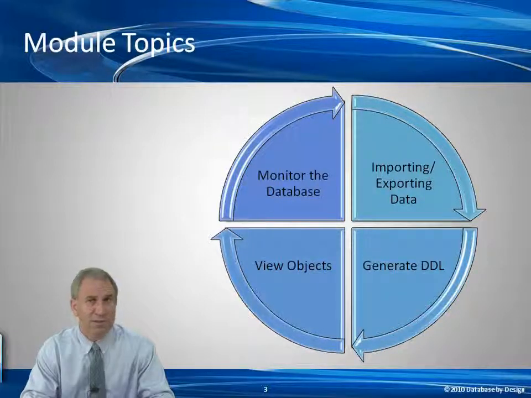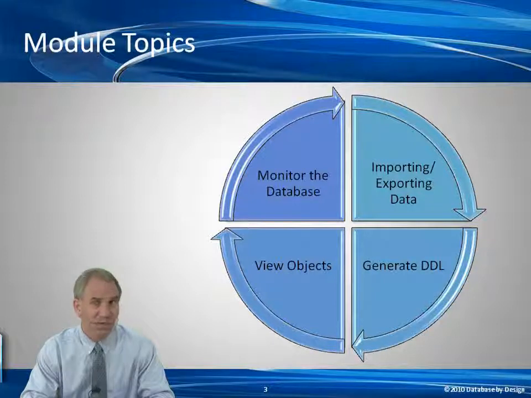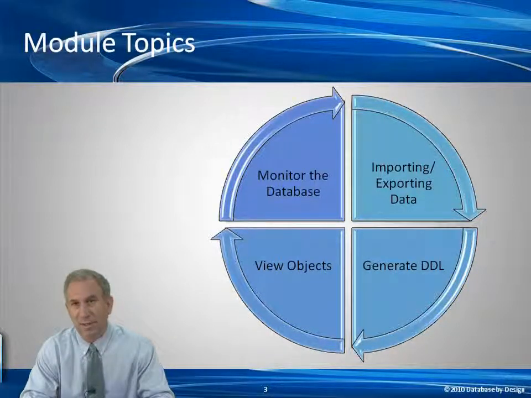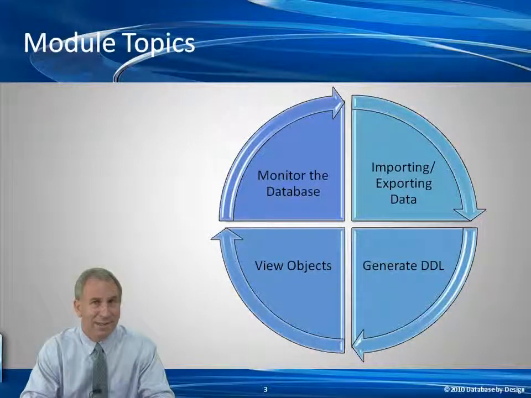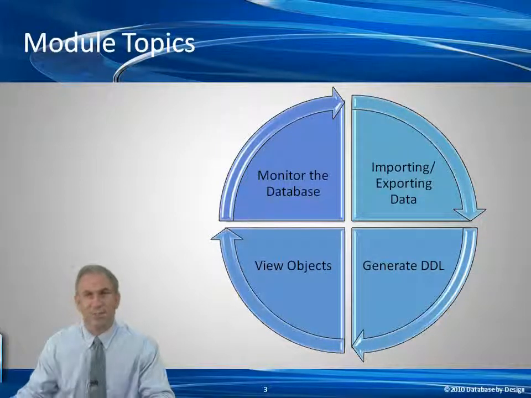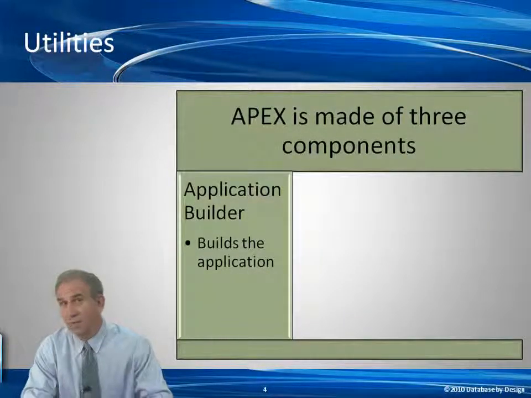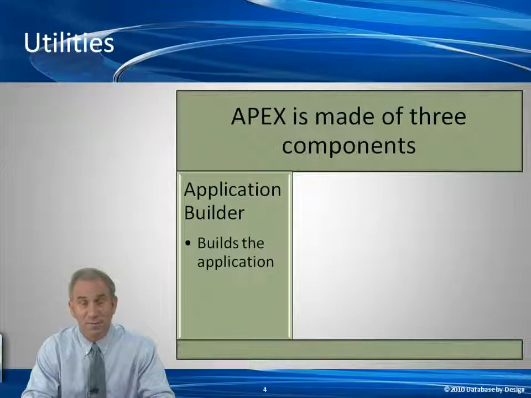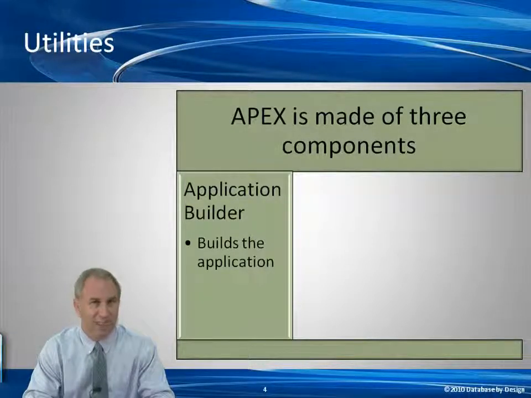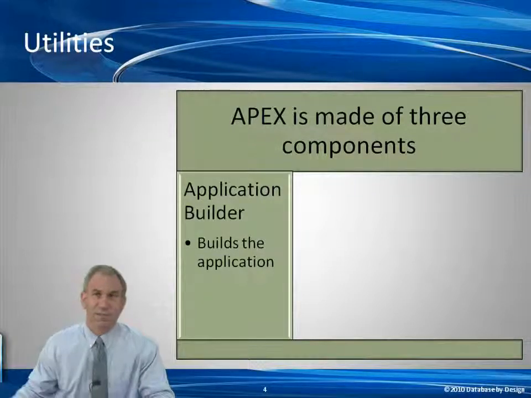And these are all things that are available for the regular developer. So the developer can come in, and if they're developing an application, they can do any one of these. This is not necessarily an administrative function. Apex is made up of three major components. The first component is the application builder. It's exactly that. It builds the application. It builds the forms, and it builds the reports, and it's all built off of pages.